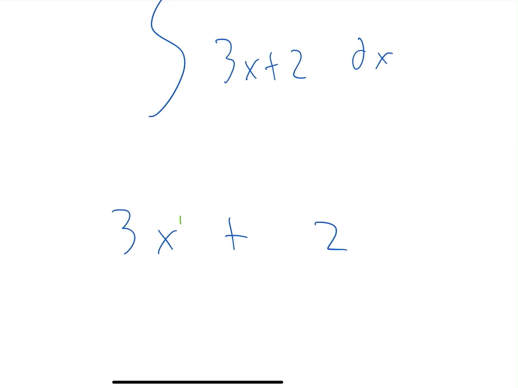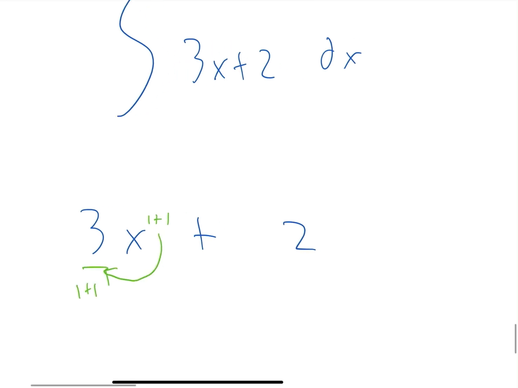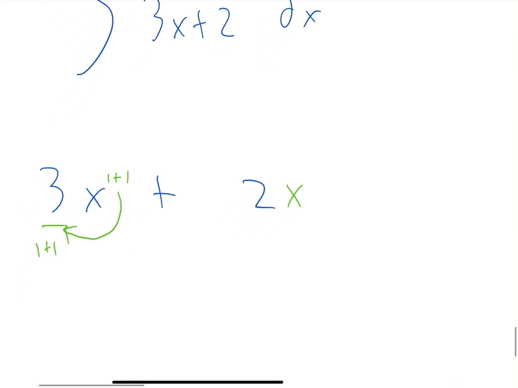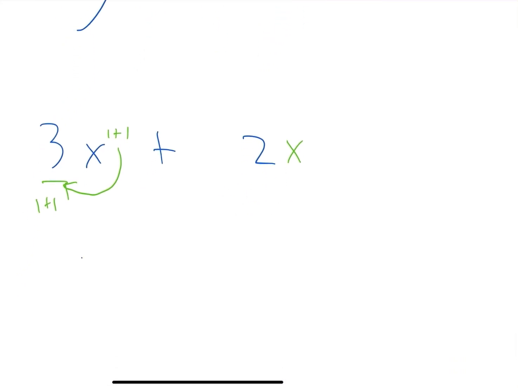What we want to do is add to the exponent, and then this new exponent after we add, we're going to divide by that new number. So for this constant, we're basically just going to add a variable to it because we don't have a variable yet. So you're basically just multiplying it on. This would give us 3 over 2 x squared plus 2x.